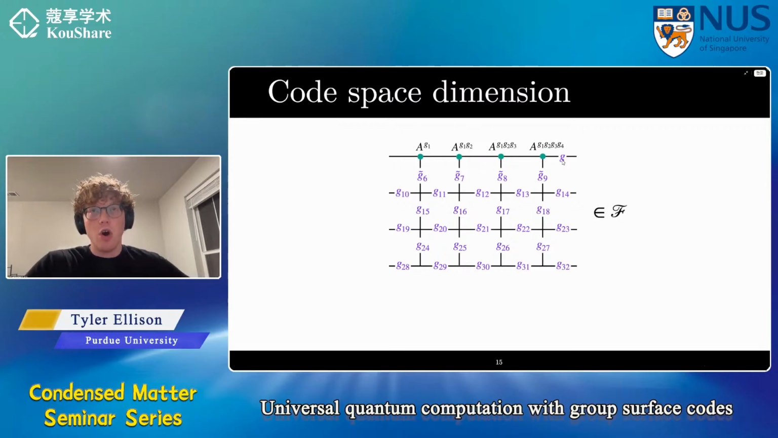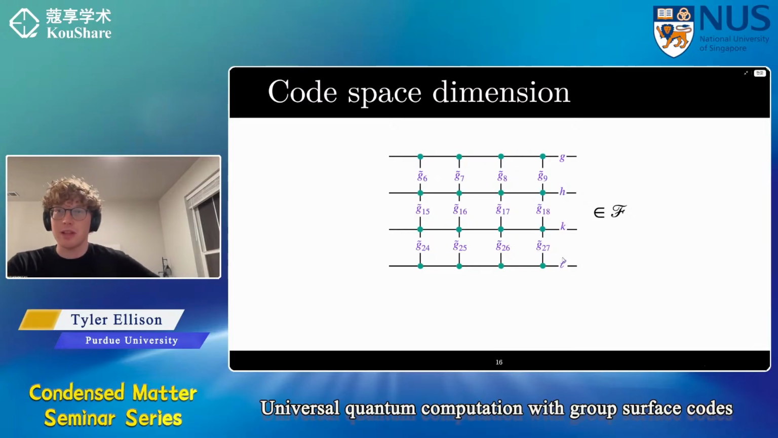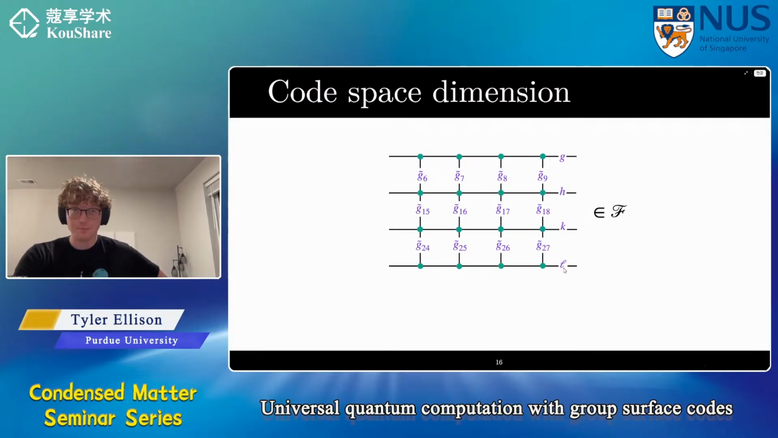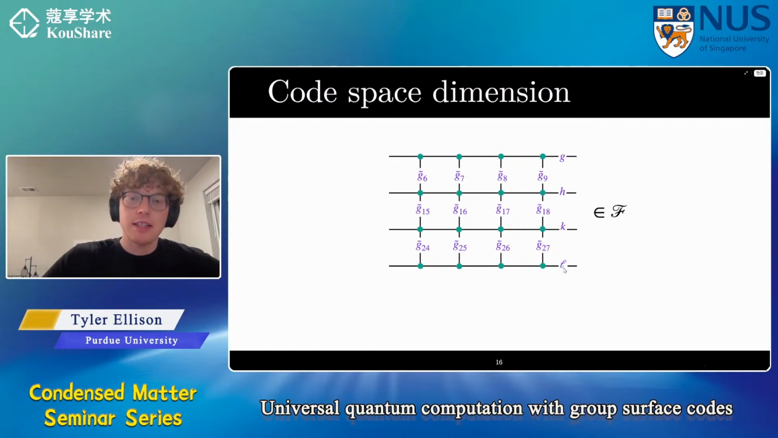I can do this in all the rows. So let me go ahead and do that. I apply gauge transformations in all the rows to move the group elements to the right. Now we use the fact that this state is flux-free.